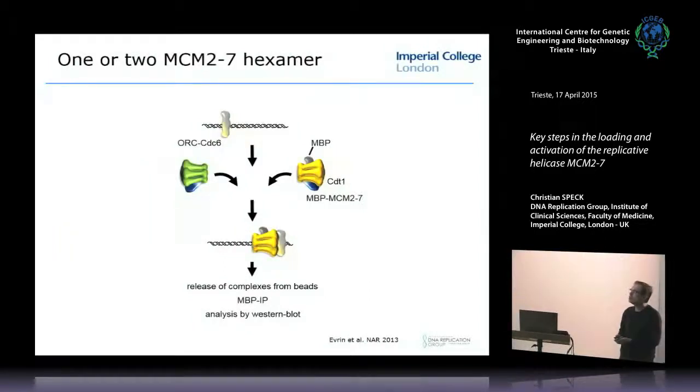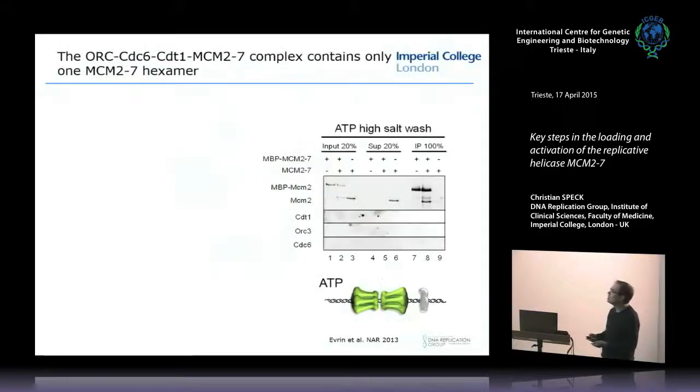And so the way to measure dimerization of MCMs, or double hexamer formation, is done in this way. We have a copy of MCM that has a maltose binding protein tag and another copy that has no tag. And then you form complexes with those mixed populations, and you ask, in the end product, if you IP this MBP, is there co-IP of untagged MCM or not, right? So this is what we did, and this is the result.